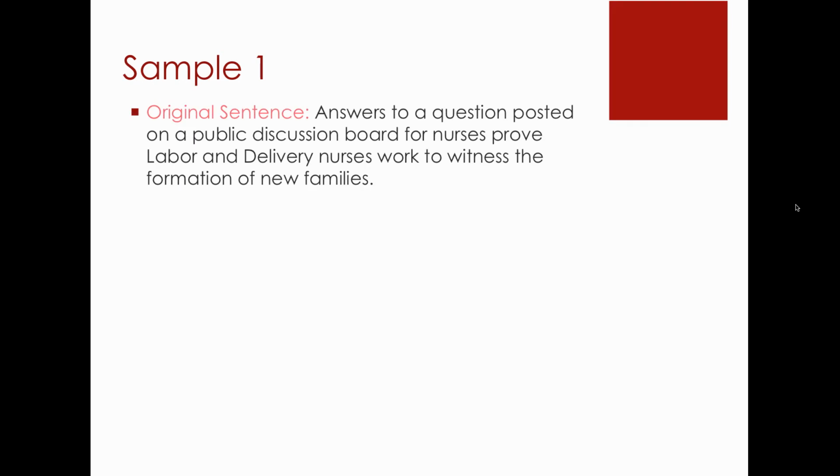This is, in my view, a very strong draft. And what I'm going to argue is it has all the elements. First, it has answers. It lays out a specific piece of evidence, the post on the discussion board. It has an active verb, prove, and then it has a reason. They work to witness the formation of new families. I think this is really solid.